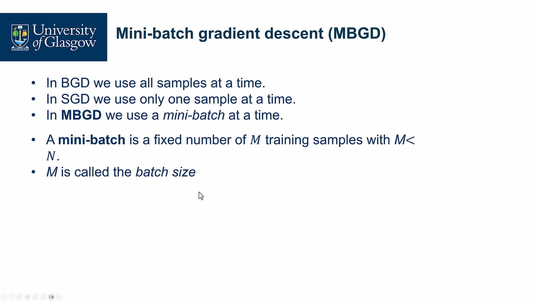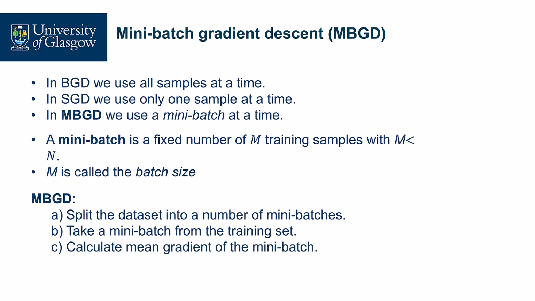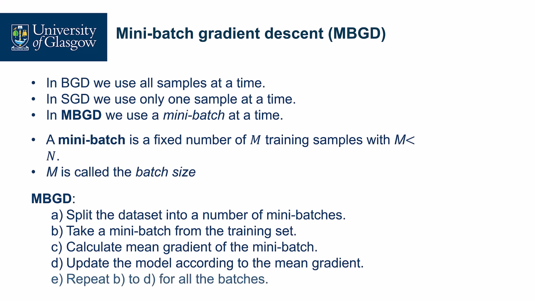Given this, in MBGD, what we can do is first split the data set into a number of mini-batches. Then I take one mini-batch, not all the samples, not a single sample, but one mini-batch. Then I use this mini-batch to get the mean gradient, the average gradient of this mini-batch. Then I update the model according to the average gradient. Then I repeat these steps until I cover all the batches. Right, so this is how MBGD works.